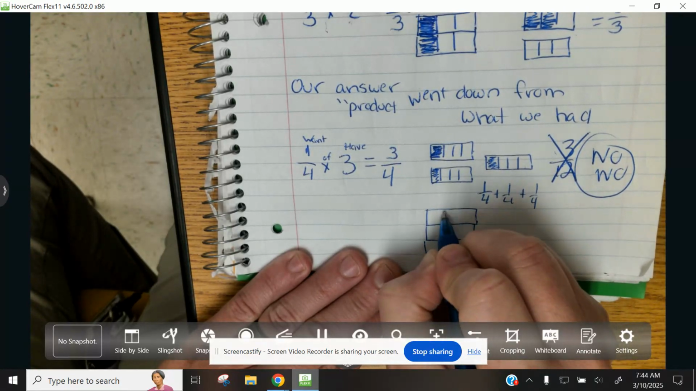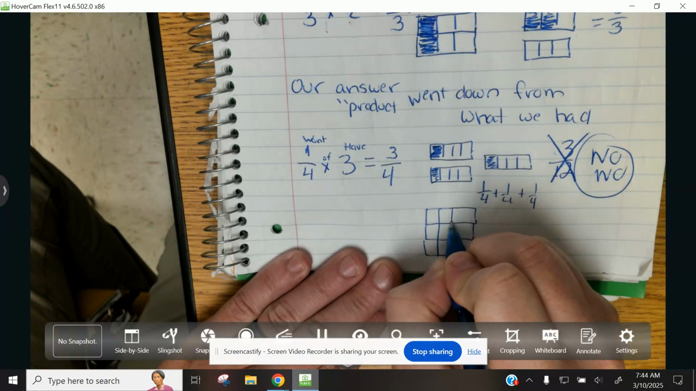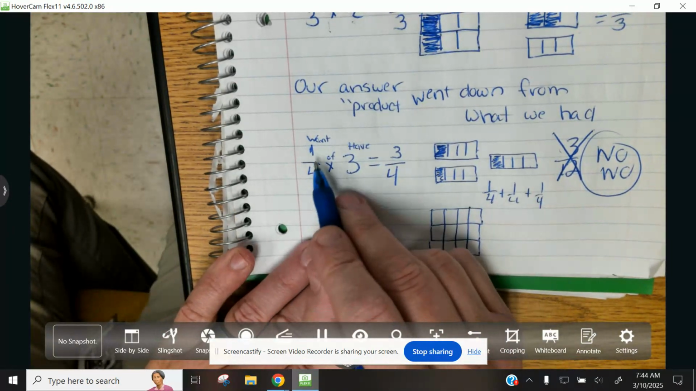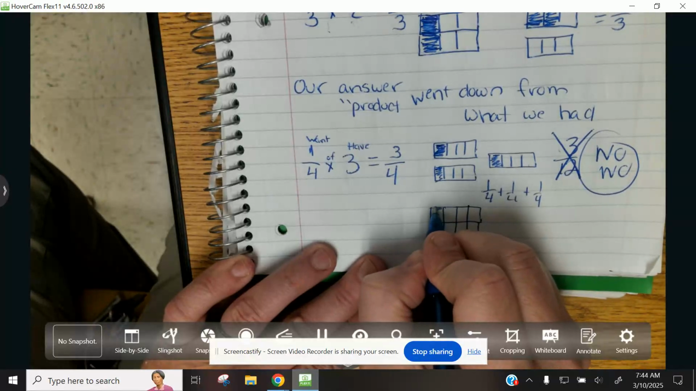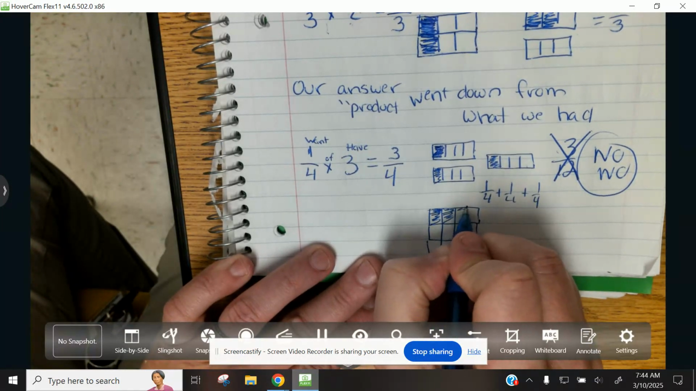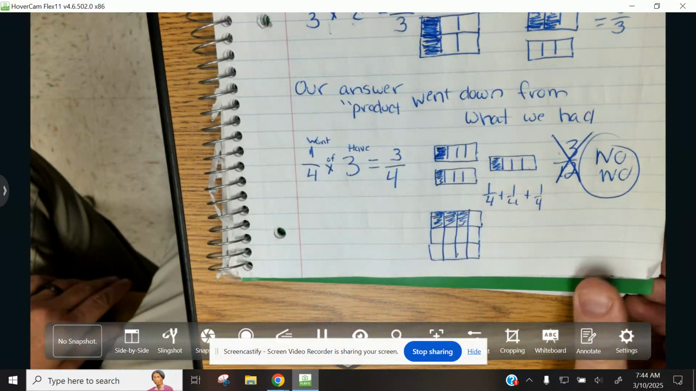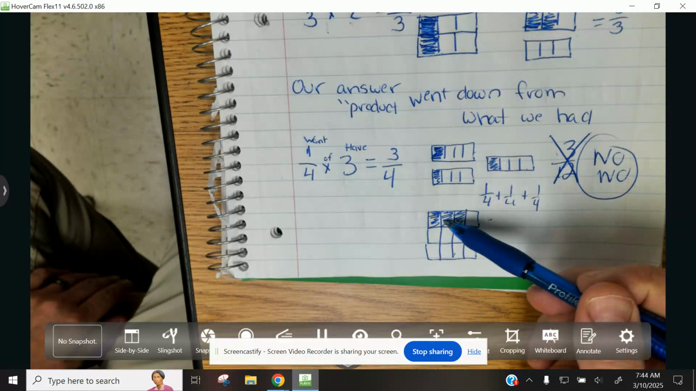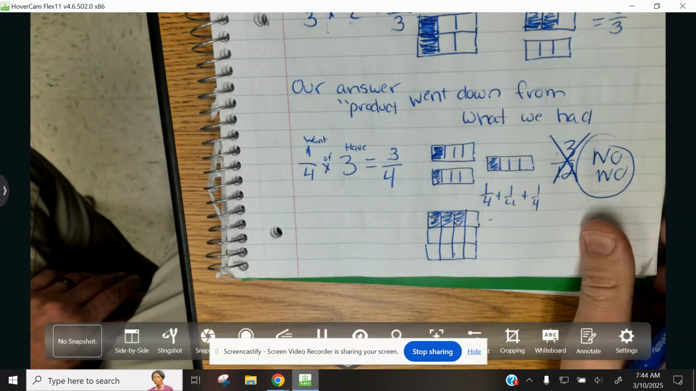So there's my 3 candy bars. I'm going to cut them all into fourths, and I want 1/4 of 3. So there's 1/4, there's 2/4, there's 3/4. You could do it that way too. And no matter what, you still have 3/4, and your answer is always out of 1 because you have 3/4 of a whole candy bar.